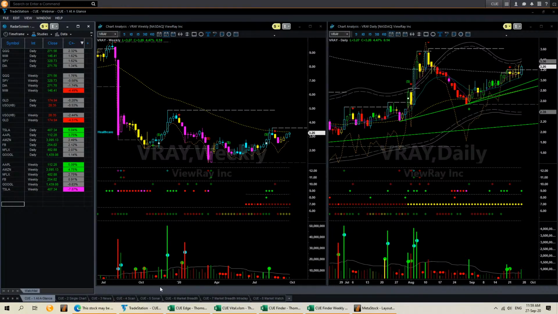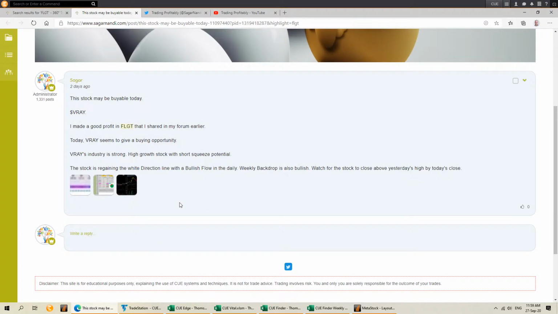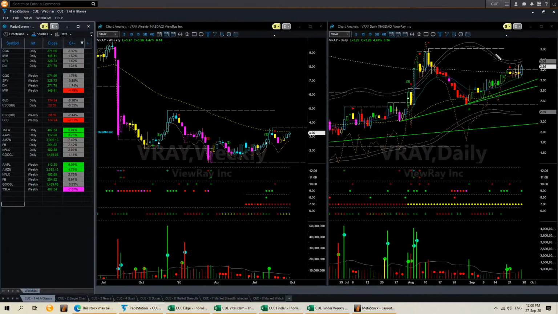If you look at the forum post, you can see I mentioned it. Watch for the stock to close above yesterday's high, Thursday's high, by today's close. Why? Because Thursday's candle had an upper tail, and before buying I wanted to make sure that the bearish traders who created the upper tail on Thursday were overpowered by the bulls on Friday. That didn't happen. Looking at that, you would not buy on Friday. That is how we may plan for a trade.